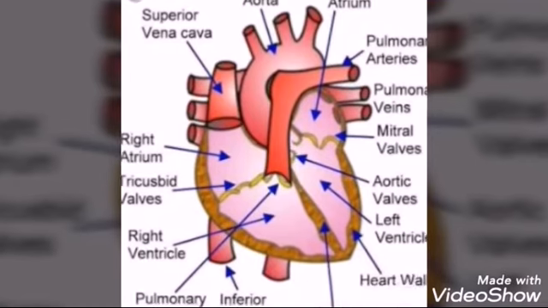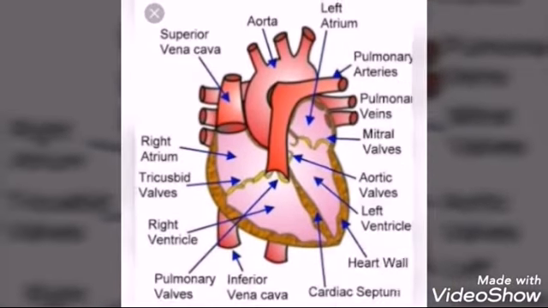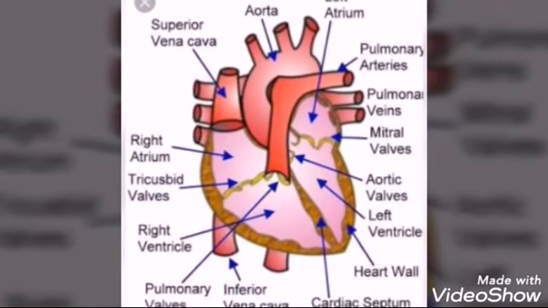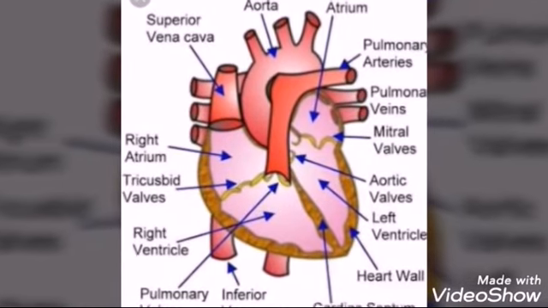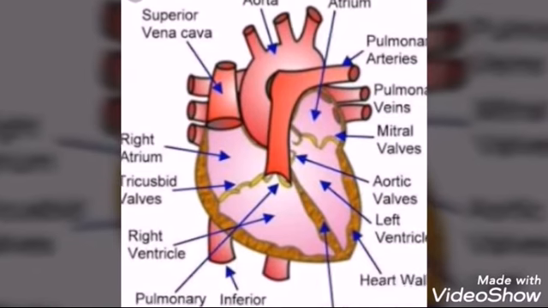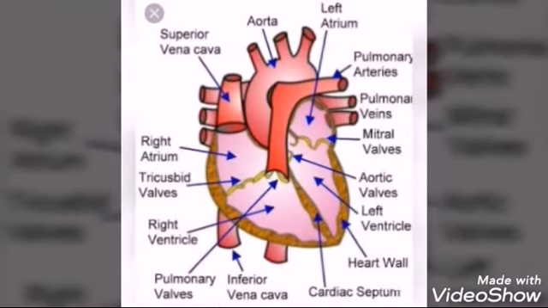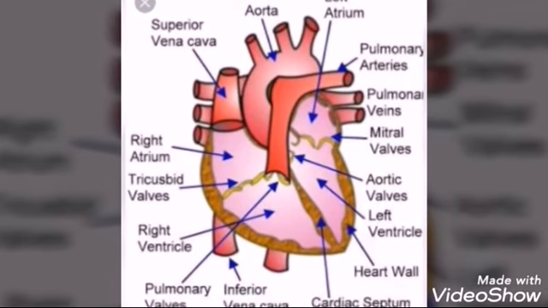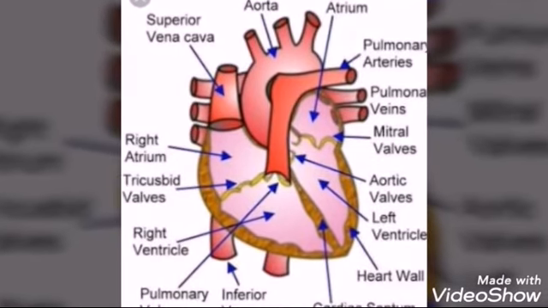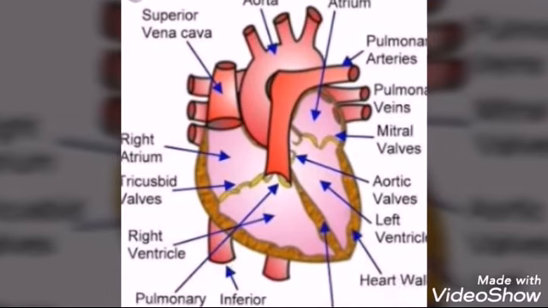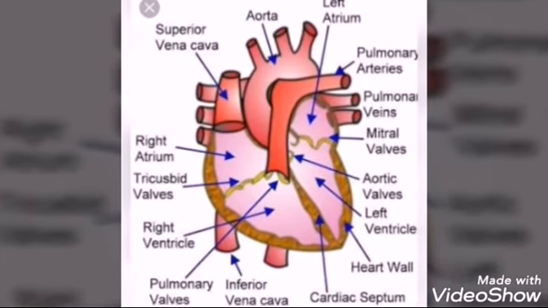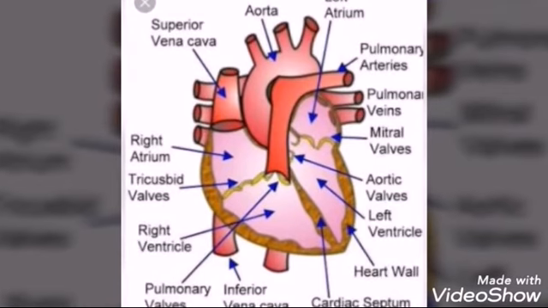Two flaps are present. It is also called mitral valve. These bicuspid valve and tricuspid valve prevent backflow of blood. The right auricle receives deoxygenated blood through two superior vena cava and one inferior vena cava veins from all parts of the body. The left auricle receives oxygenated blood from the pulmonary veins from the lungs.